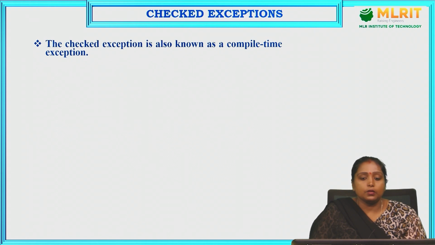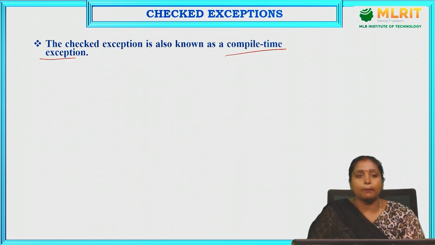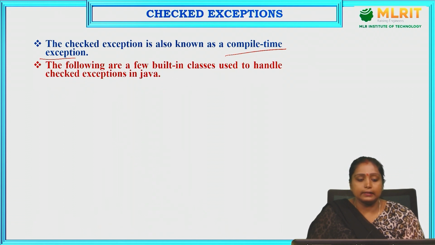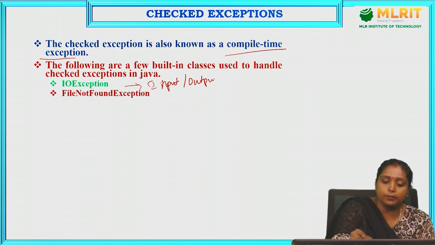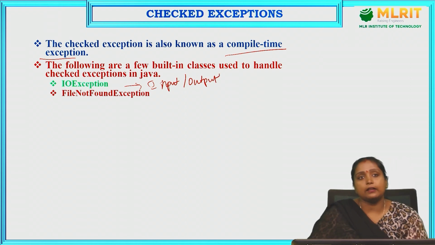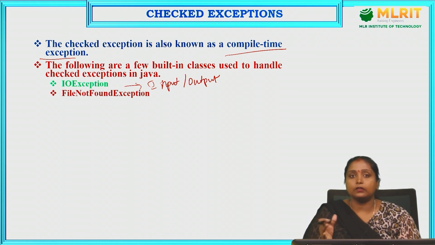Checked exceptions are also called compilation exceptions or compile time exceptions, and a few of them are IOException. If you have input output stream related exceptions, they come under IOException. Next, FileNotFoundException. If you are giving a path and the file is not found, then the exception is FileNotFoundException.